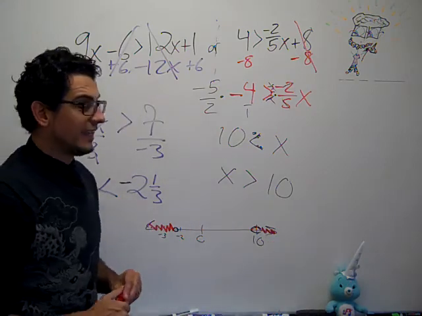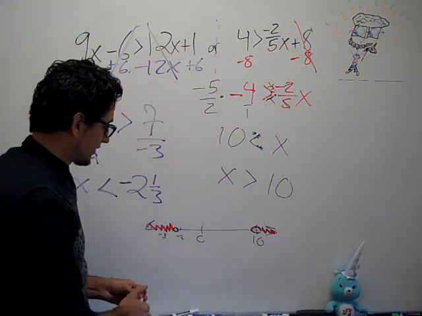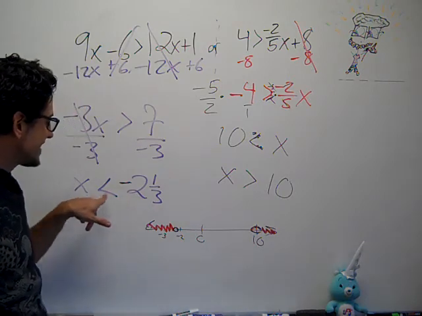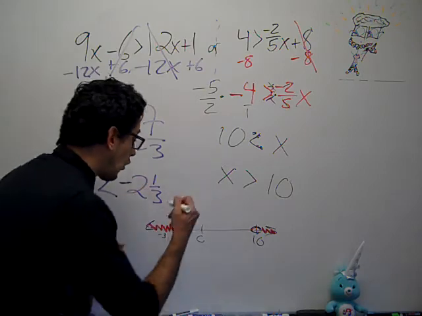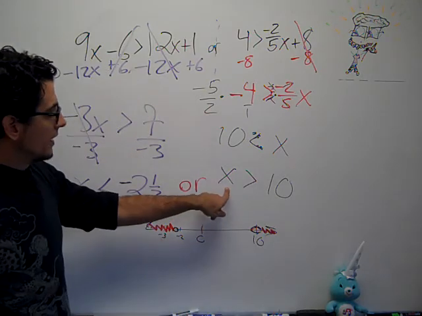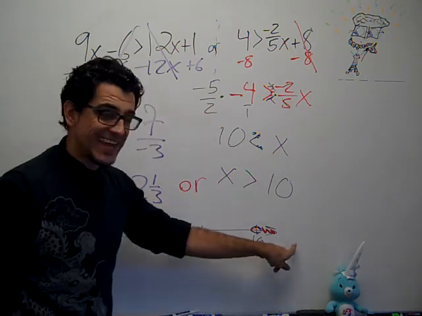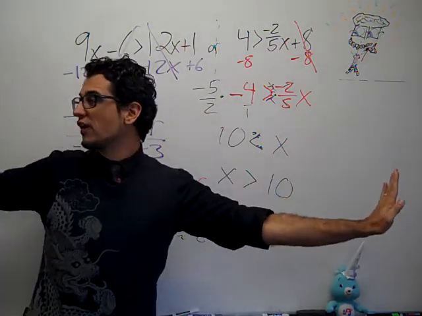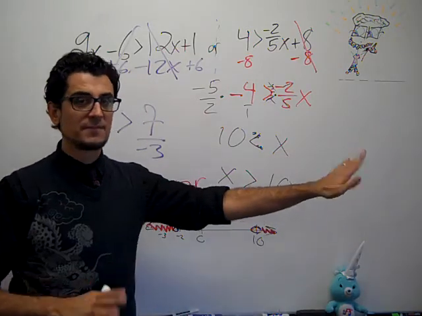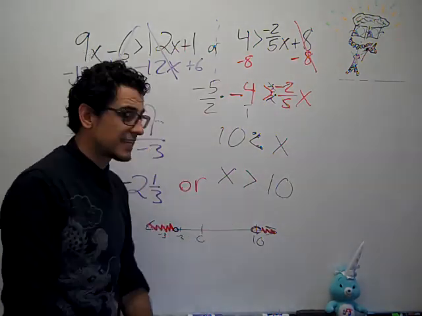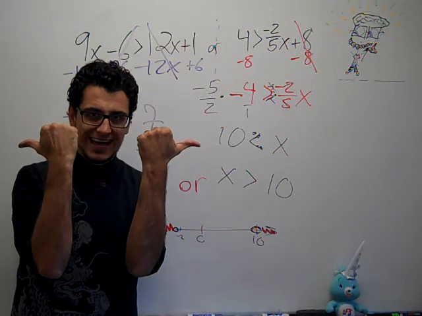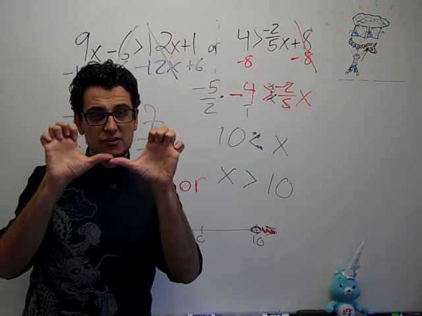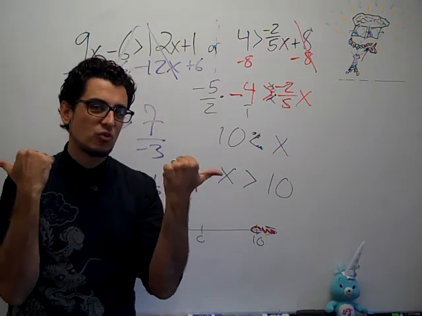And so the area that we're covering, or the values of x, can be less than negative 2 and 1/3, or the values of x can be greater than 10. That is what an or statement is. It either can be this or this, but not the stuff in the middle, okay? Which is different than an and statement. So in this case, or statements are always pointing out, and and statements are always pointing in, okay? So you're shading in towards each other on and statements, you're shading away from each other on or statements.